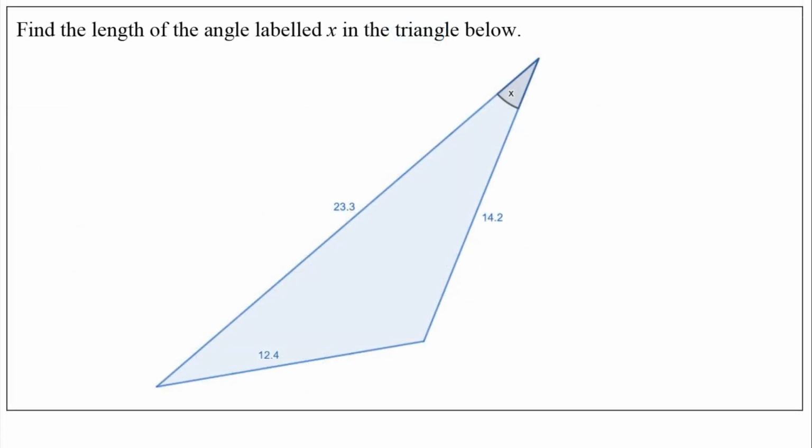We can also use the cosine rule to answer questions about missing angles, so long as we know all of the sides of the triangle. In this case, we can write the cosine rule in the form 12.4 squared is equal to 23.3 squared plus 14.2 squared, subtract 2 times 23.3 times 14.2 times the cosine of the angle between those last two sides, which is the x that we don't know.